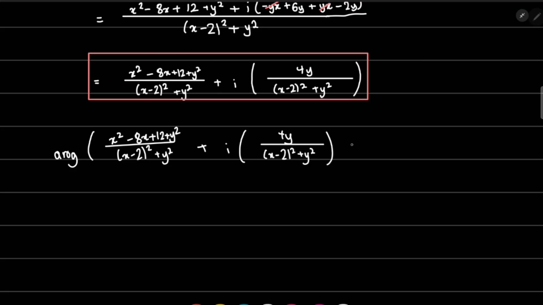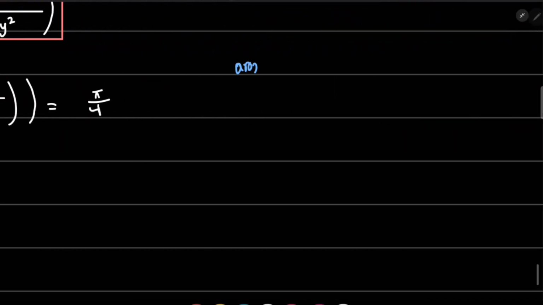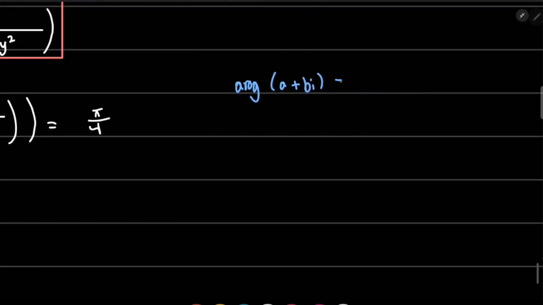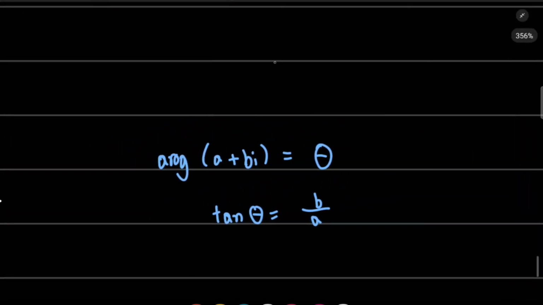This will be equal to pi by 4. Now if we think of an imaginary number, so the argument of a plus bi equals theta, we know that tan theta will be equal to b divided by a. So we can use this property now. And if you want to see where this property comes from, we have our Argand diagram.